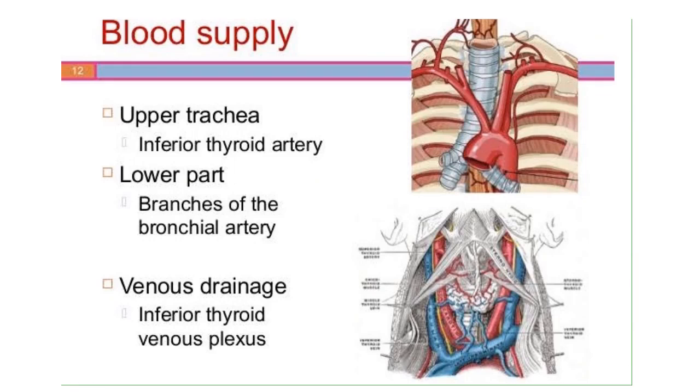Now let's talk about the blood supply of the trachea. Upper part of the trachea is supplied by the inferior thyroid artery, while the lower part is supplied by branches of the bronchial artery. Talking about the venous drainage, the upper part is drained into the inferior thyroid venous plexus, while the lower part is drained into the left brachiocephalic vein.